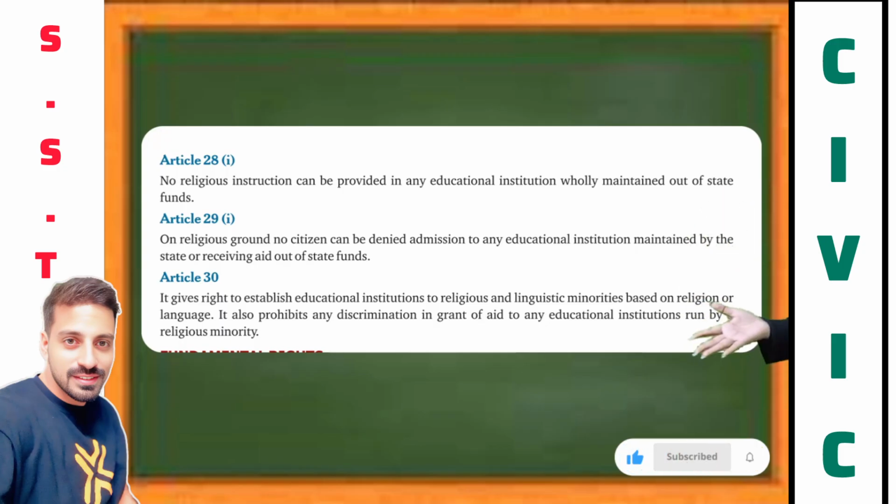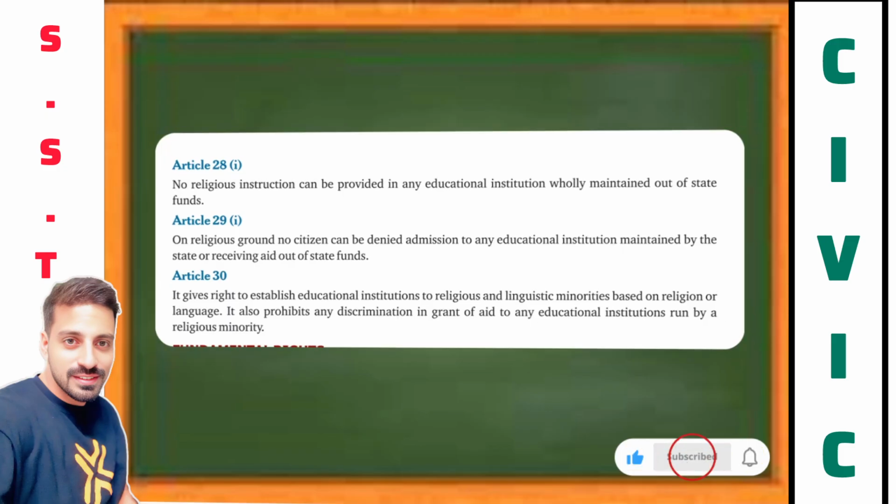Article 29(2). On religious ground, no citizen can be denied admission to any educational institutions maintained by the state or receiving aid out of state funds. Article 30. It gives right to establish educational institutions to religious and linguistic minorities based on religion or language. It also prohibits any discrimination in grant of aid to any educational institutions run by a religious minority.